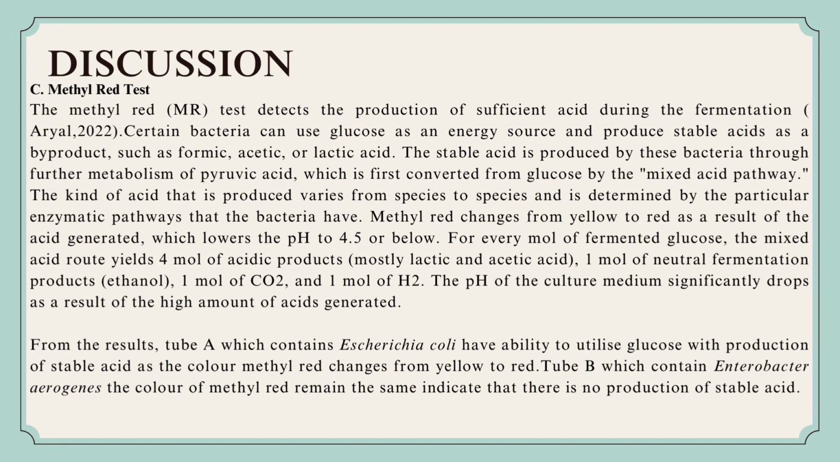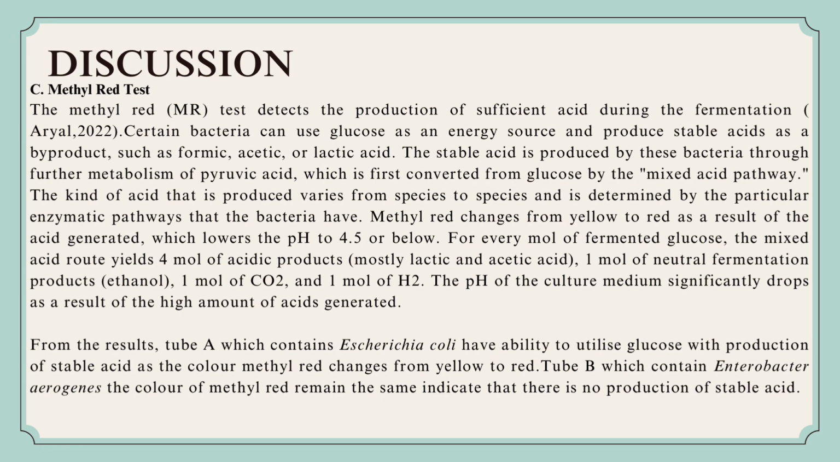Methyl red test. The methyl red test detects the production of sufficient acid during fermentation. Certain bacteria can use glucose as an energy source and produce stable acids as a byproduct, such as formic, acetic, or lactic acid. The stable acid is produced by these bacteria through further metabolism of pyruvic acid, which is first converted from glucose by the mixed acid pathway. The kind of acid produced varies from species to species and is determined by the particular enzymatic pathway that the bacteria have. Methyl red changes from yellow to red as a result of the acid generated, which lowers the pH to 4.5 or below.